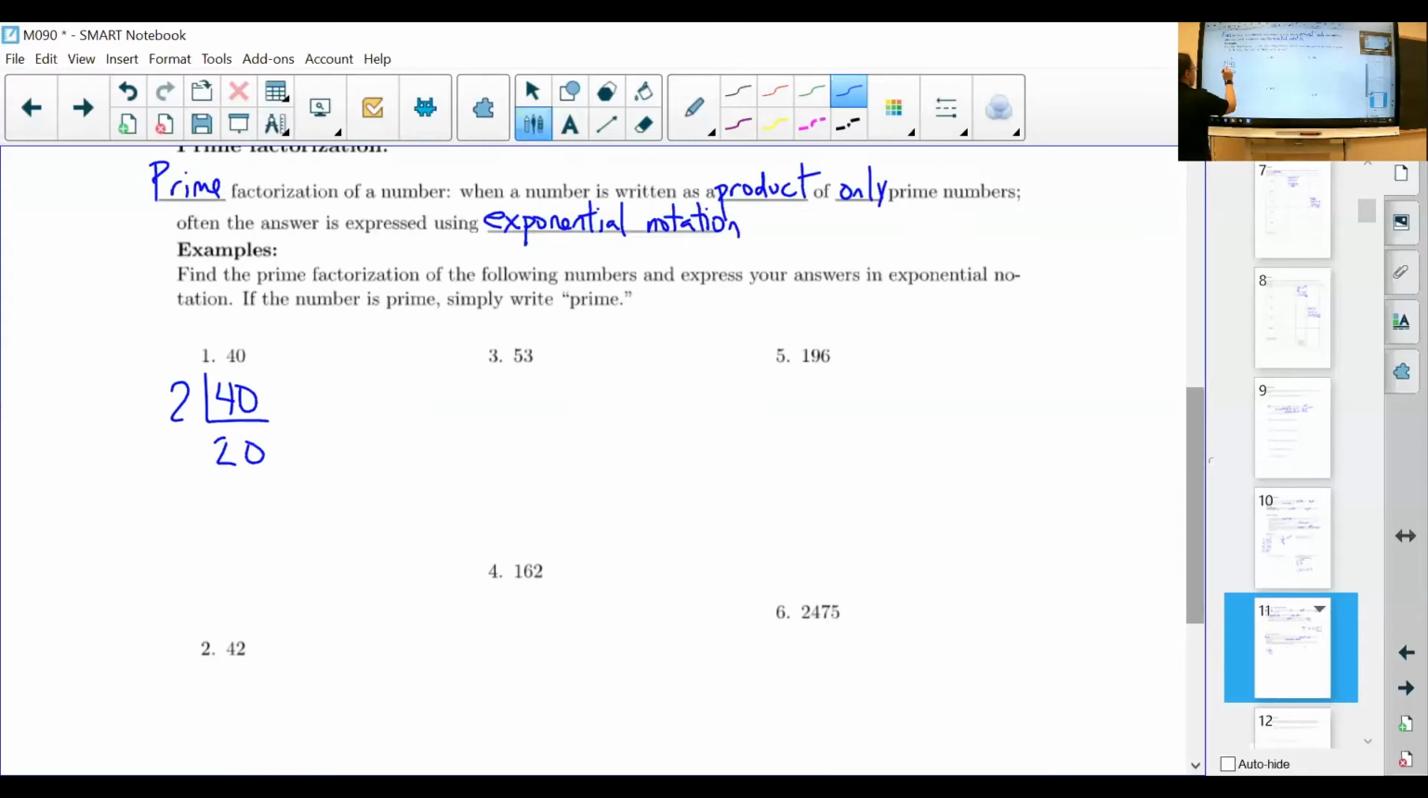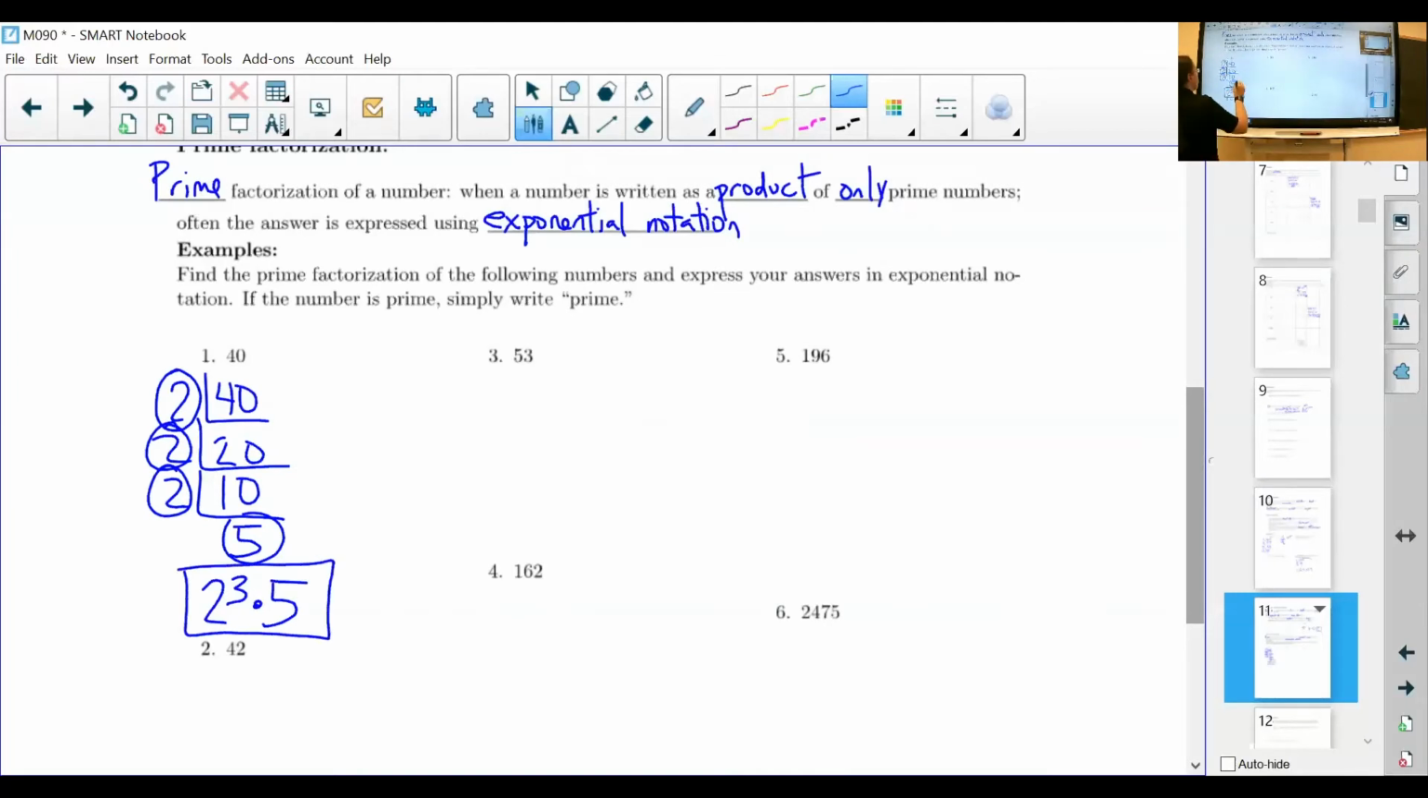Repeat the process. 2 again goes into 20. 2 goes into 10. We finally got down to a prime number at the bottom. That's when we stop. I have these 3 primes, these 3 2s, and then the 5. This is 2 cubed times 5.